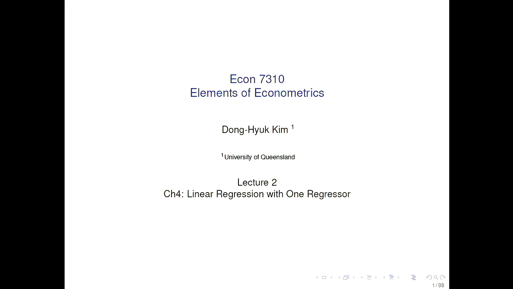Okay. All right. So now we're going to study linear regression with one regressor. Actually, the textbook takes the view that we have one regressor, but from my view, it has to be two regressors. The simplest case is the case where we have two regressors.